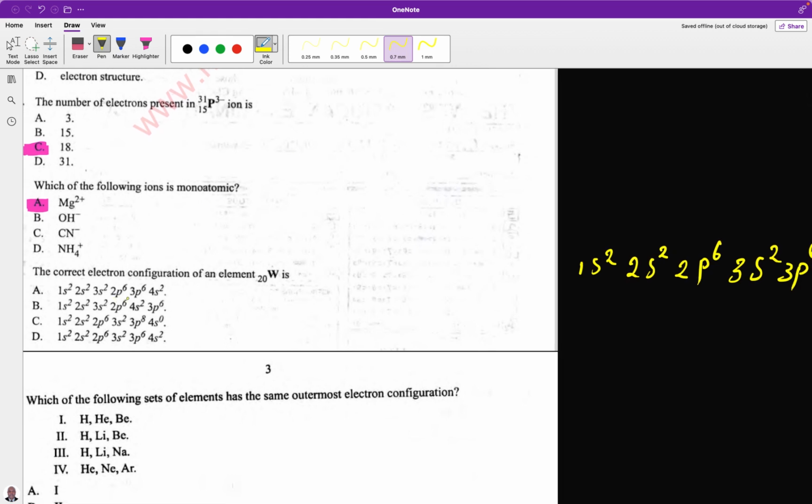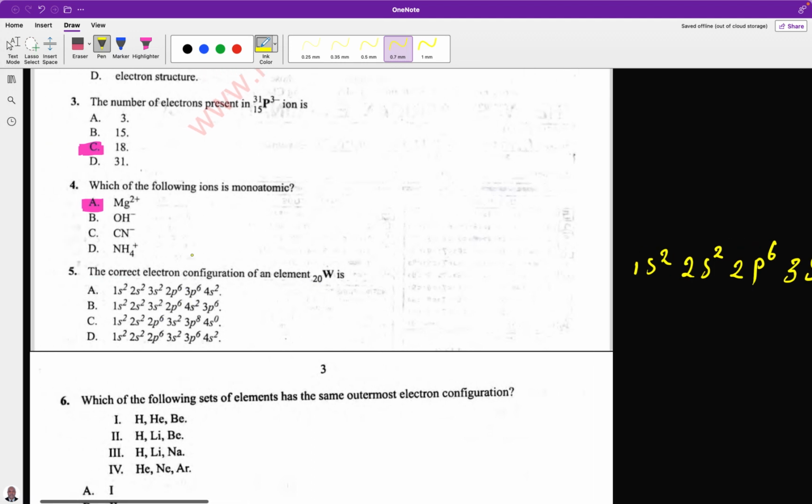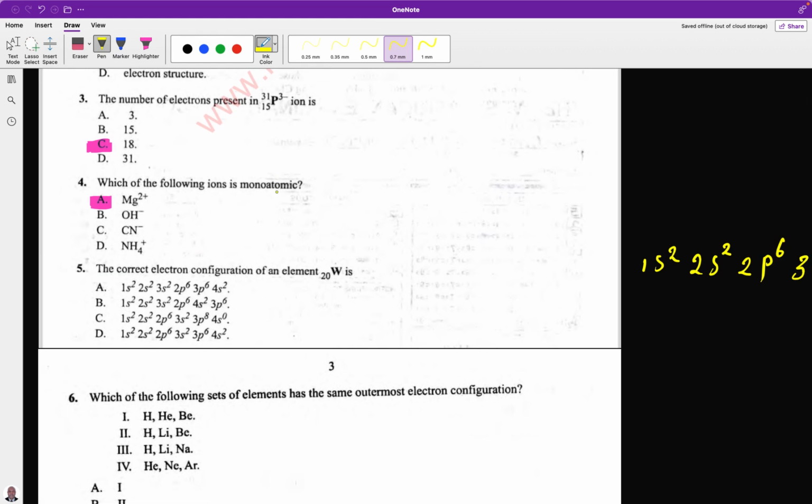Here we have the correct electron configuration of an element of 20. Option A is 1s2, 2s2, 3s2. No, the energy level is wrong. We have to finish first with the second energy level. So it is 1s2, 2s2, 2p6, not 3s2.